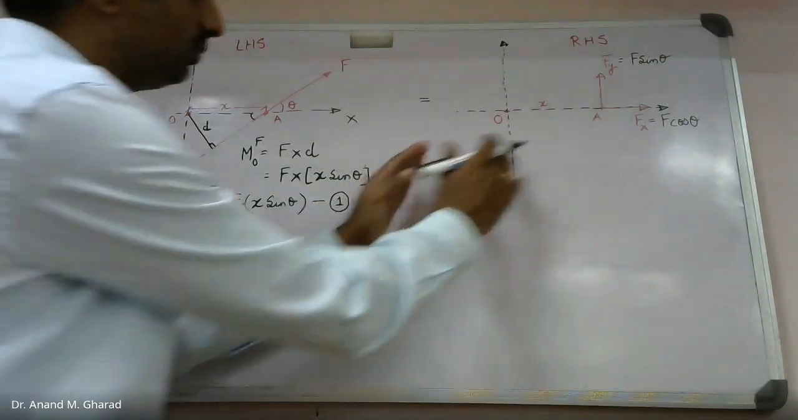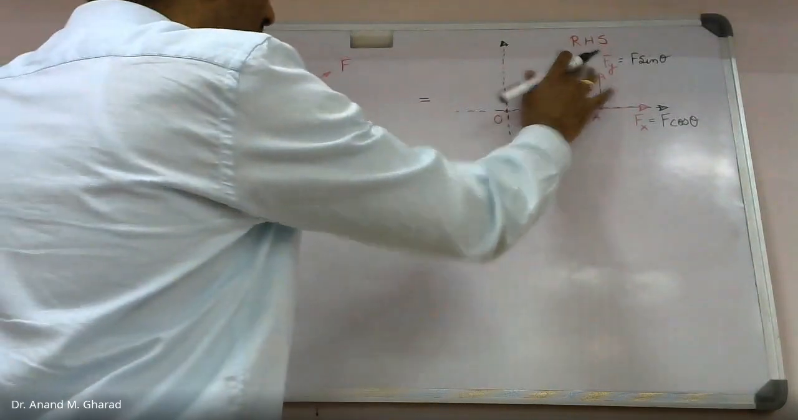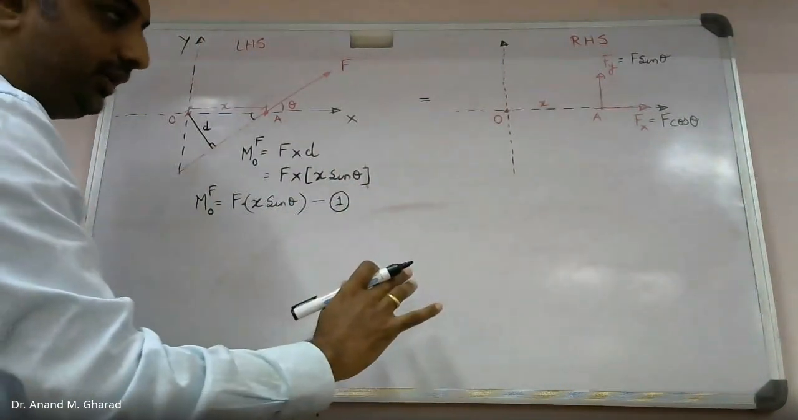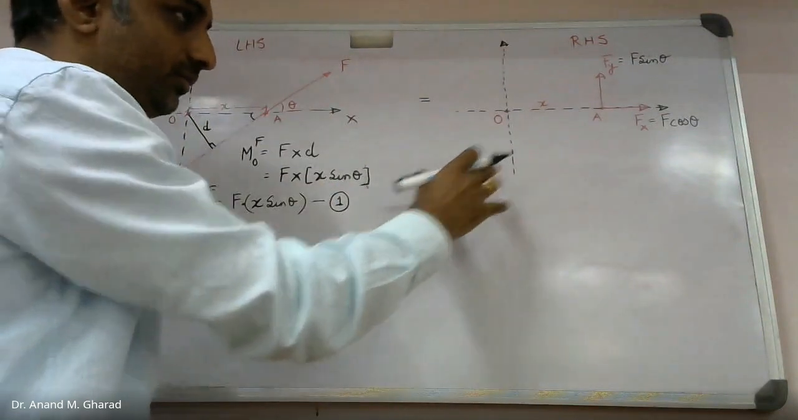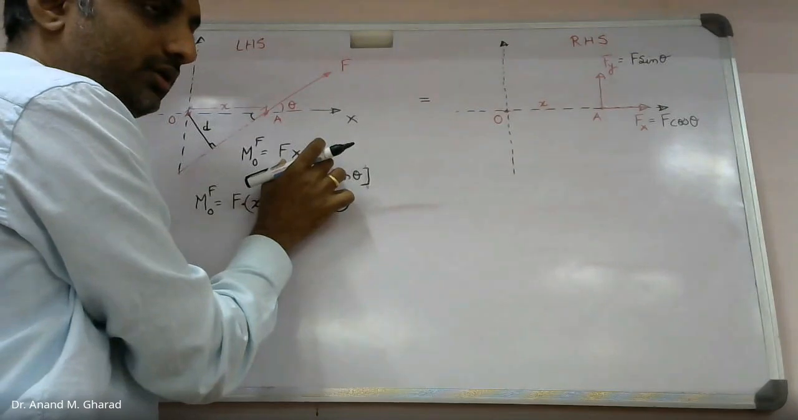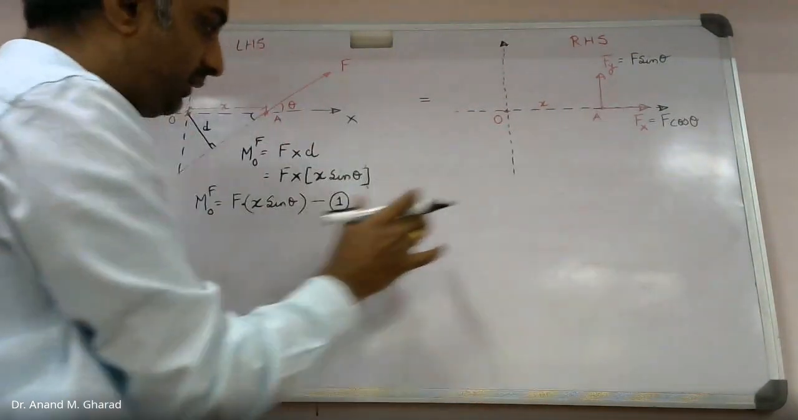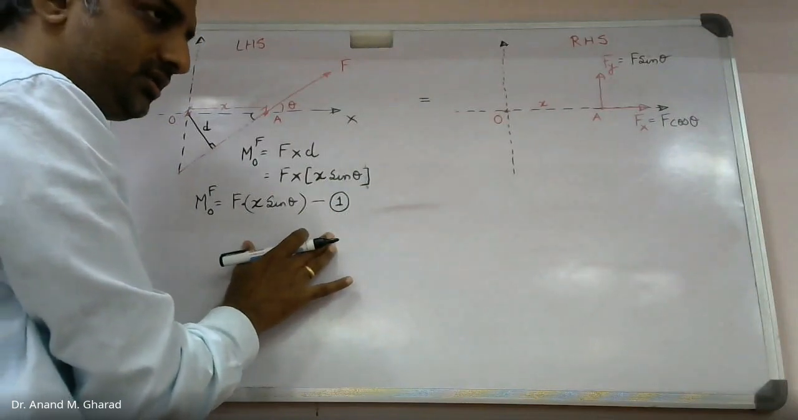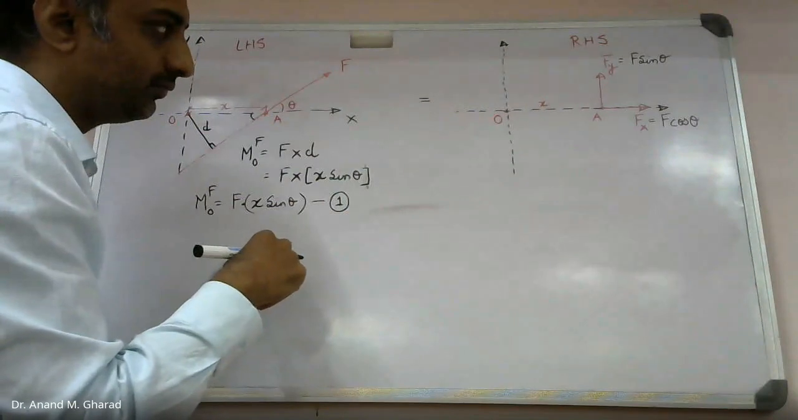Now I will go to this right hand side. On this right hand side, if I am saying that these two are equal, right? So let us try to identify with the help of the moment equation, whatever we have, that is force into the perpendicular distance. If I apply the same to this, whether I am getting the same equation or not, that's what we are supposed to identify. So let us try to find out.